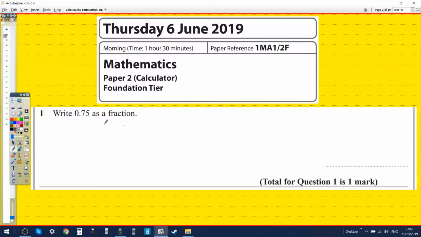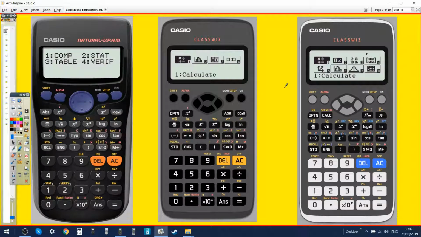Alright, jackanapes and mermaids. I will teach you how to answer every single calculator question, even if you don't know how to do it. You will just use your calculator. You will legally cheat on your GCSE.